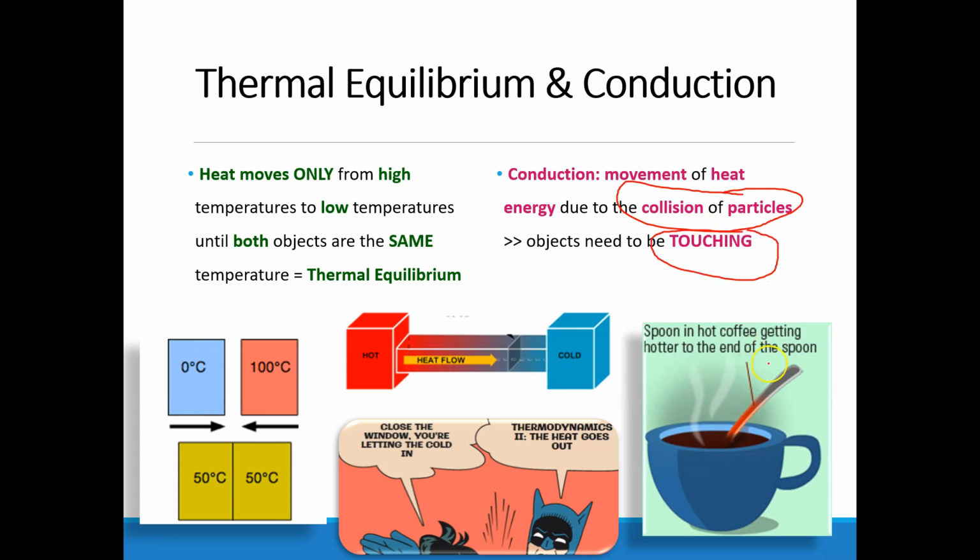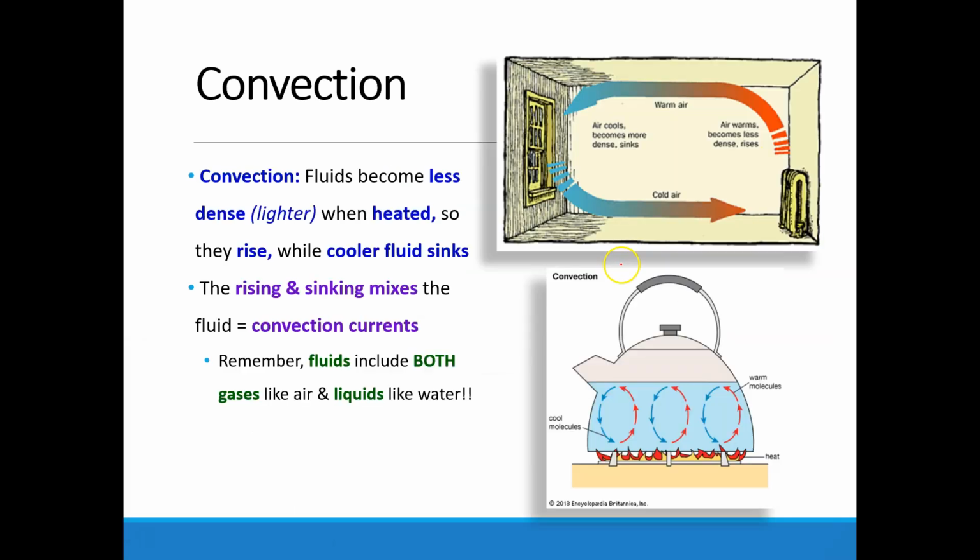For example, when a spoon gets really, really hot, the reason that you can feel it when you touch it is because you're actually in contact with that spoon, and so particles are colliding with your hand, and that's why it feels hot.